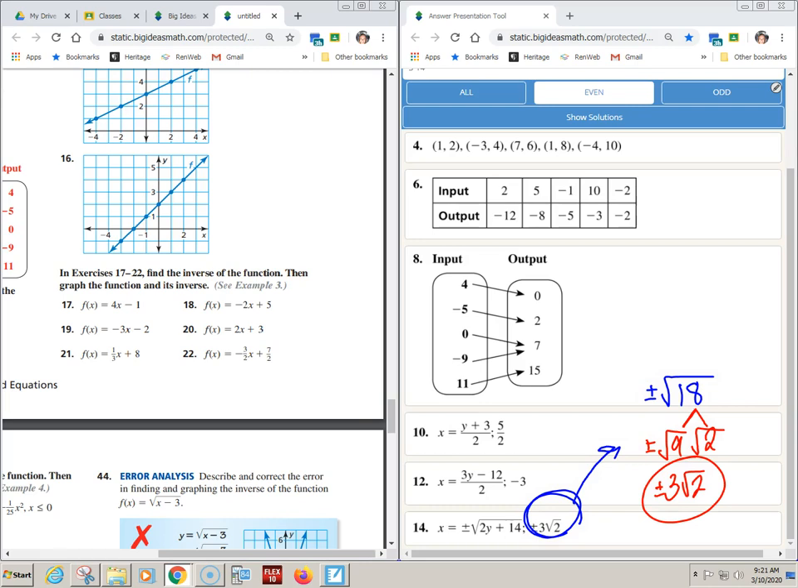Here's what I need you guys to do. Ready? I want you to go ahead and cross out the second sentence. I'm going to cross it off on the test. I'm going to cross it off in our practice test. We are not going to have to graph the function and its inverse.